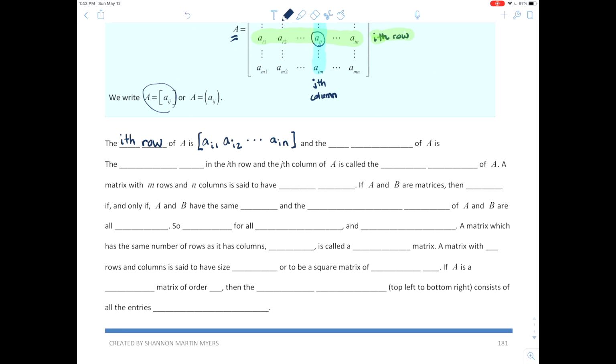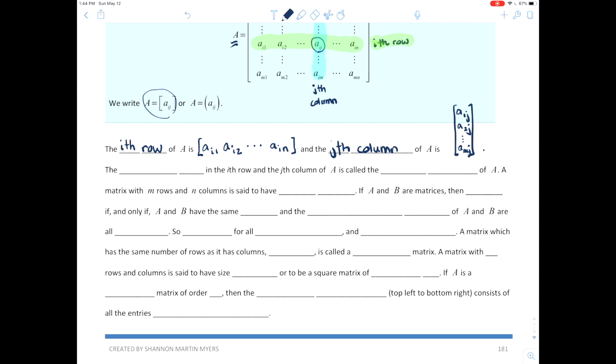And the jth column of A is, now you're going to have a column vector, and this would end up being a_1j, a_2j, all the way down to a_mj. And this again is for an M by N matrix. Cool? All right.